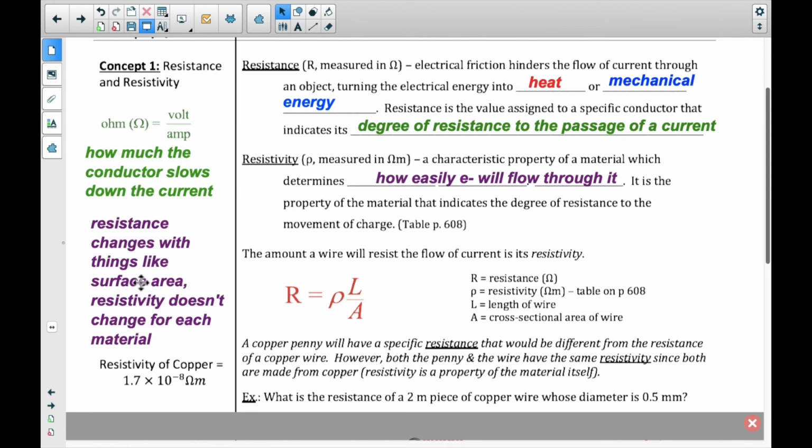Okay, let's talk about these two and what their difference is. Resistance changes with things like surface area. I was talking about the water flow and the fire hydrant. Well, same thing with current. You could have a huge wire, and it would allow a lot of current to go through. But if you have a fine, smaller wire, then not as much current is going to go through. And that is changing the resistance. So the resistance changes with things like surface area, whereas resistivity is the property of a material. Each material has a certain resistivity assigned to it, a numerical value.